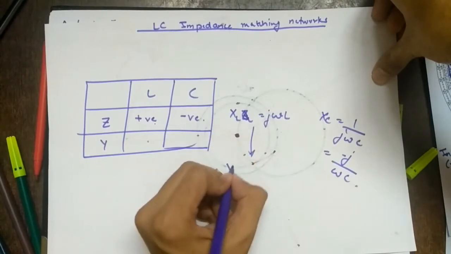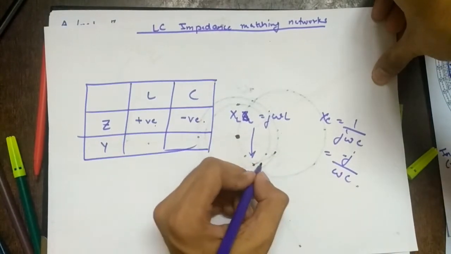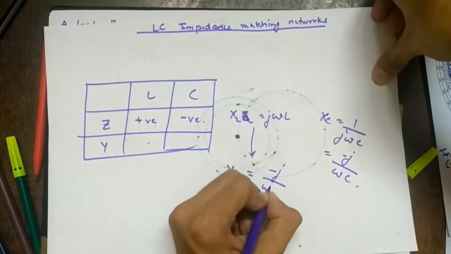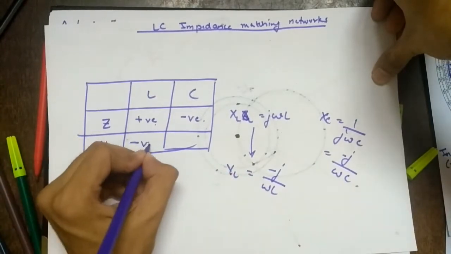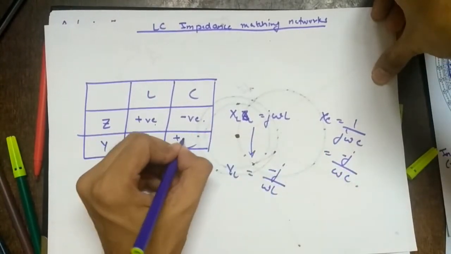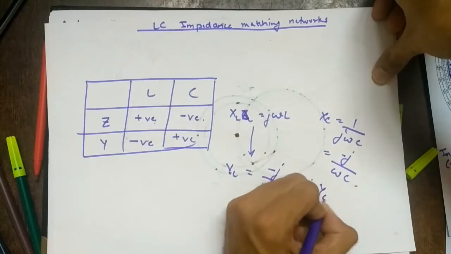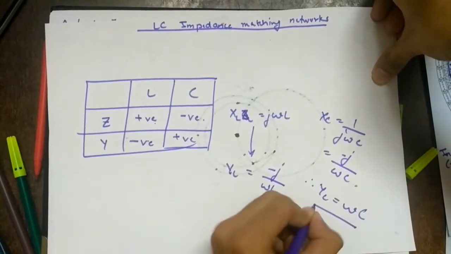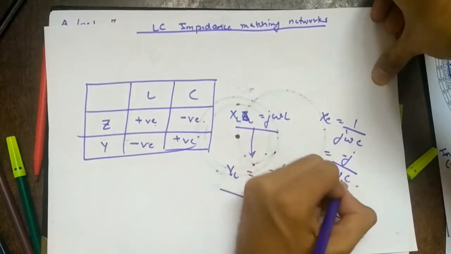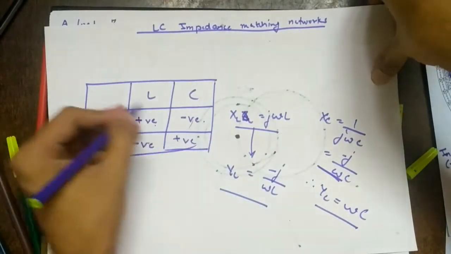If you take the admittance, it will be inverted. So 1 by J omega L, so minus J by omega L. So admittance of an inductor is what? Negative. Similarly, this will be what? Positive, because Y_C is J omega C. Make sure you know these 4 formulas. We'll require this while solving numericals. And you know this also.